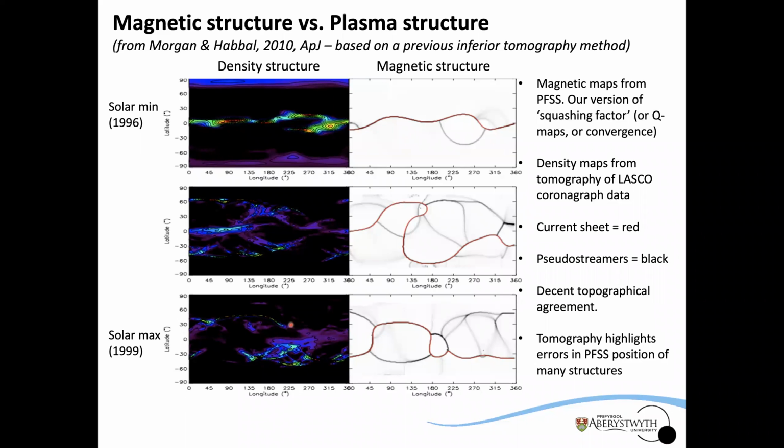But notice that there's several tens of degrees of longitude or latitude difference in the position shown by the tomography and the potential field model. So the tomography can be used to highlight where the potential field model is in error. And this is something we hope to do quite a lot of work on in following years. Given the importance of potential field models, finally we have a way of showing how correct they are at the upper source surface height at 3 or 4 solar radii.